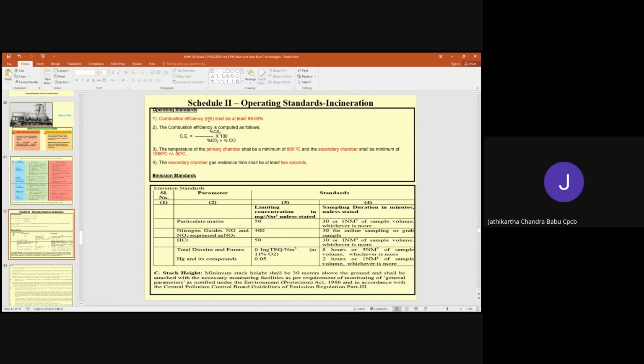What are the standards? Combustion efficiency. Please kindly remember this word. The combustion efficiency you have to achieve is at least 99%. The combustion efficiency is calculated based on the CO2 levels emitted through the stack, and it should always be 99%. In the primary chamber you have to maintain a temperature of 800. In the secondary chamber you have to maintain a temperature of 1050 plus or minus 50.